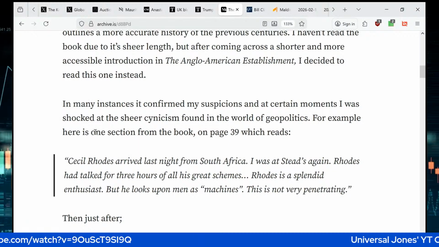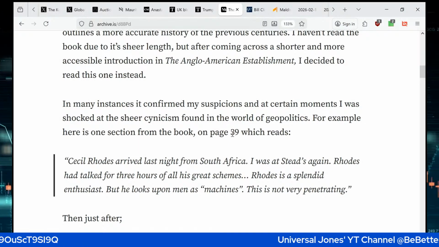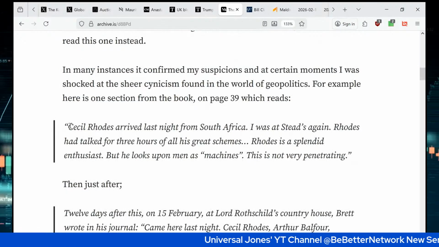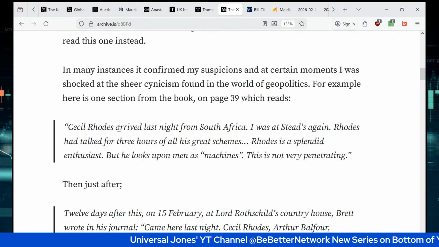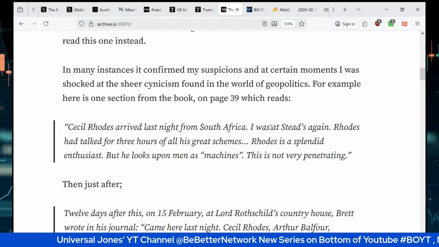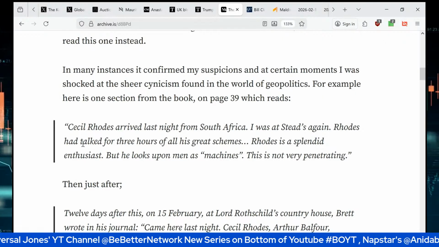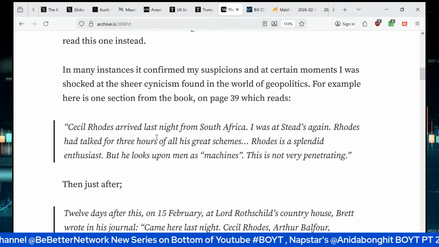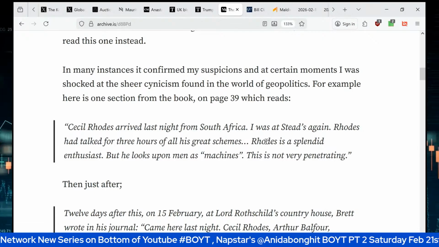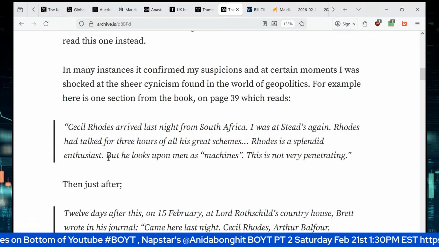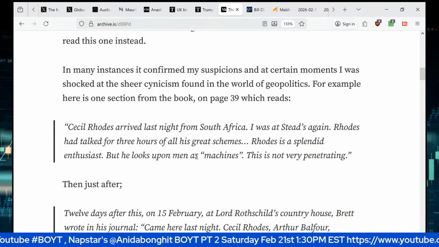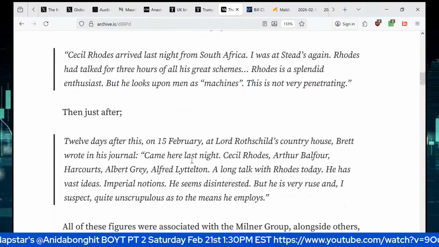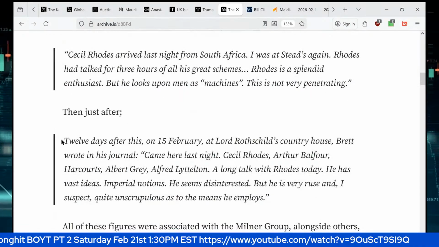For example, here is one section from the book on page 39, which reads, "Cecil Rhodes arrived last night from South Africa. I was at Stead's again. Rhodes had talked for 3 hours of all his great schemes. Rhodes is a splendid enthusiast, but he looks upon men as machines. This is not very penetrating."